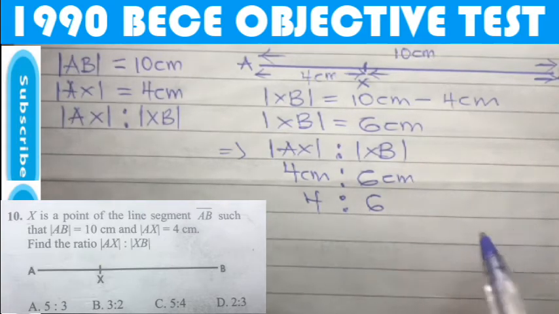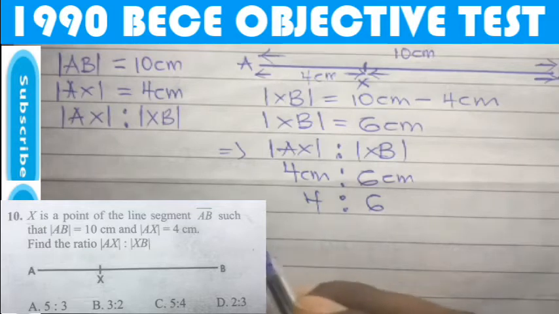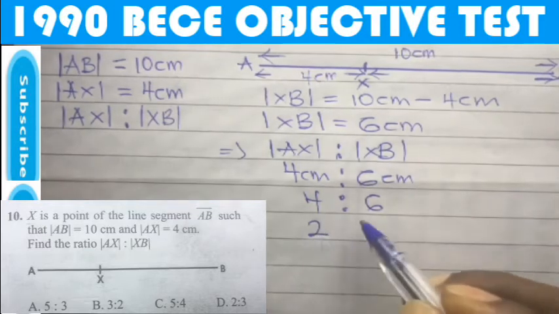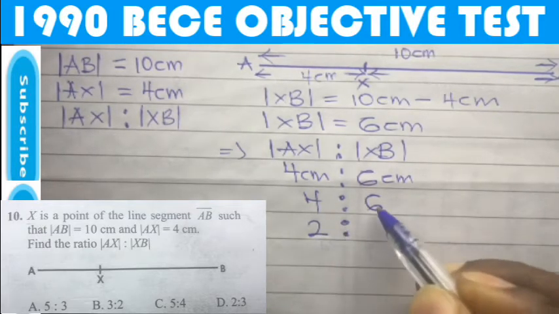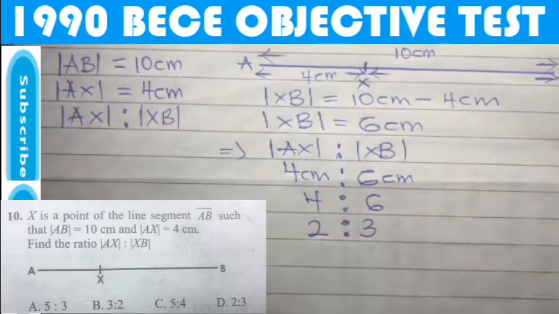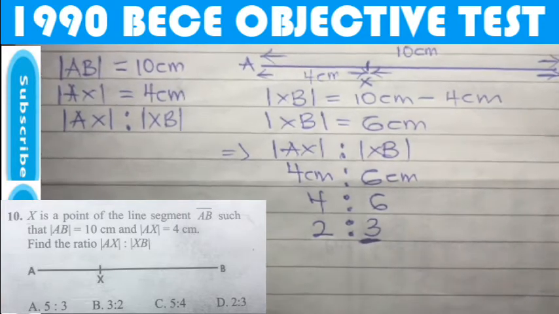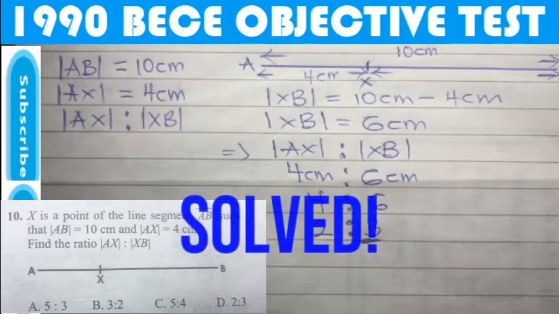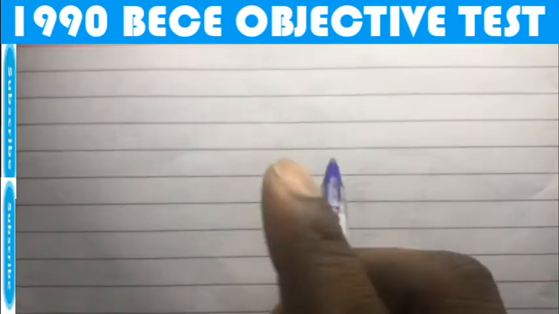2 is a common factor that can divide both 4 and 6. 2 divides 4, we have 2. 2 divides 6, we have 3. So we have the final answer to be 2 to 3. That is the final answer. So check from your alternatives whether 2 to 3 is there. We are done with question 10, and then we box on to looking at question 11. Let's take a look at question 11.